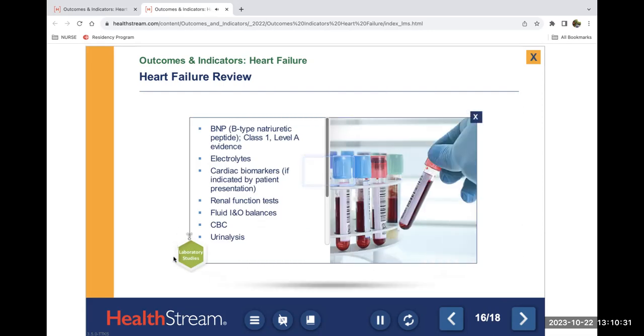The BNP level is used primarily in the diagnosis of heart failure. To evaluate underlying causes of heart failure or contributing factors to the disease, the patient may have laboratory workup, including electrolyte levels, cardiac biomarkers levels, kidney function tests, monitoring of intake and output, CBC, urinalysis, glucose, lipid profile, liver function tests, iron studies, thyroid stimulating hormone.